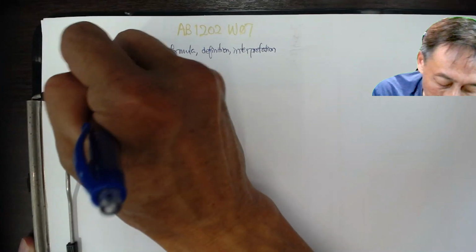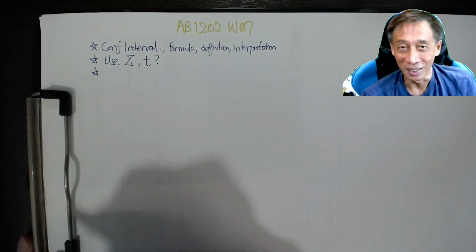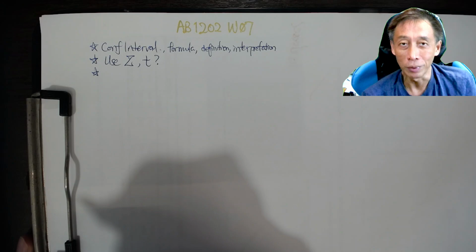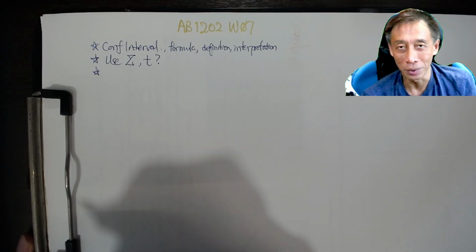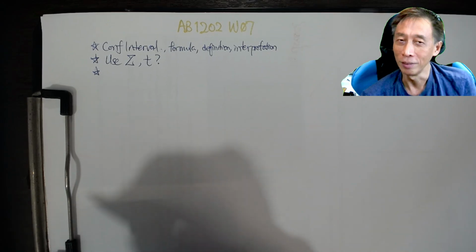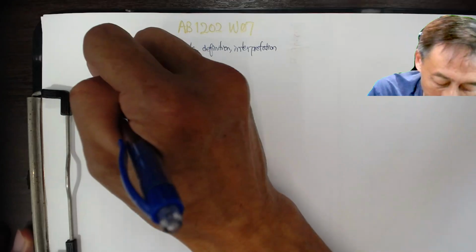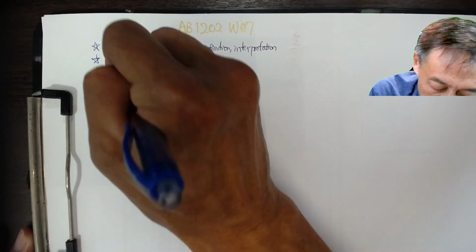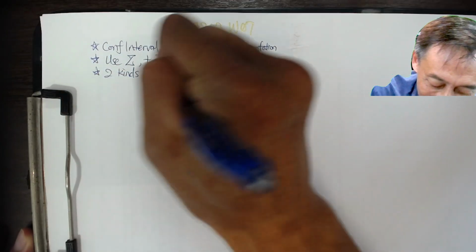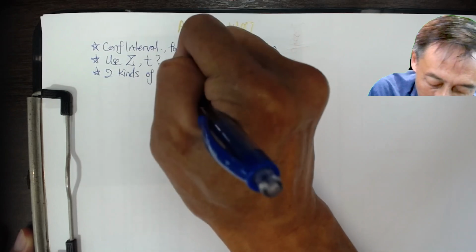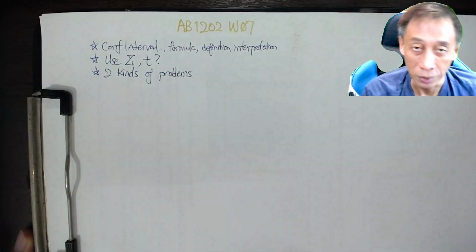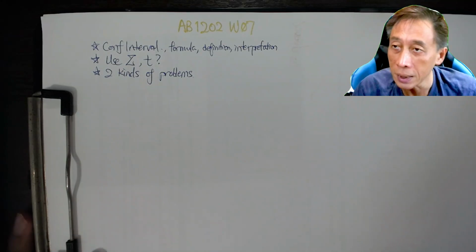Okay, and then I want to also talk about more bread and butter issue for you. That is, what kind of questions will you be given in tests and quizzes? So two kinds of problems involving confidence intervals. Yeah? Okay, so let's get started.